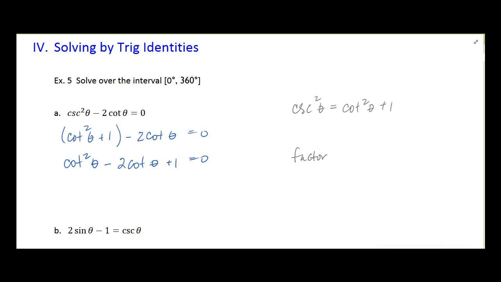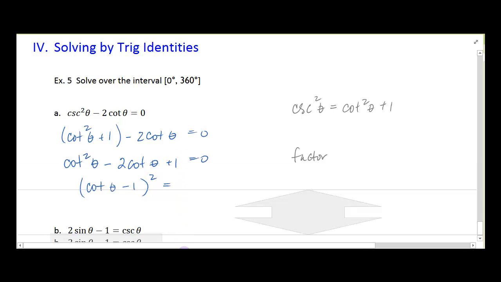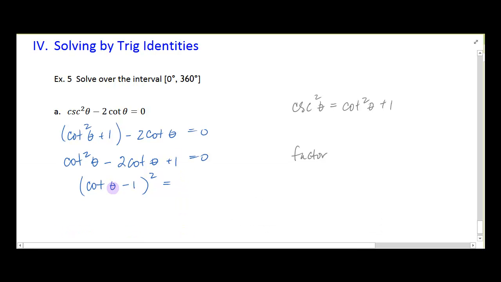So if I were to factor this, I would recognize that this is going to be cotangent theta minus 1 quantity squared, because the first term is a perfect square, the last term is a perfect square, and the middle is twice the square root of those two numbers. So that's just one of those special ones, remember, that I asked you to learn. So this is cotangent theta minus 1 quantity squared is equal to 0.